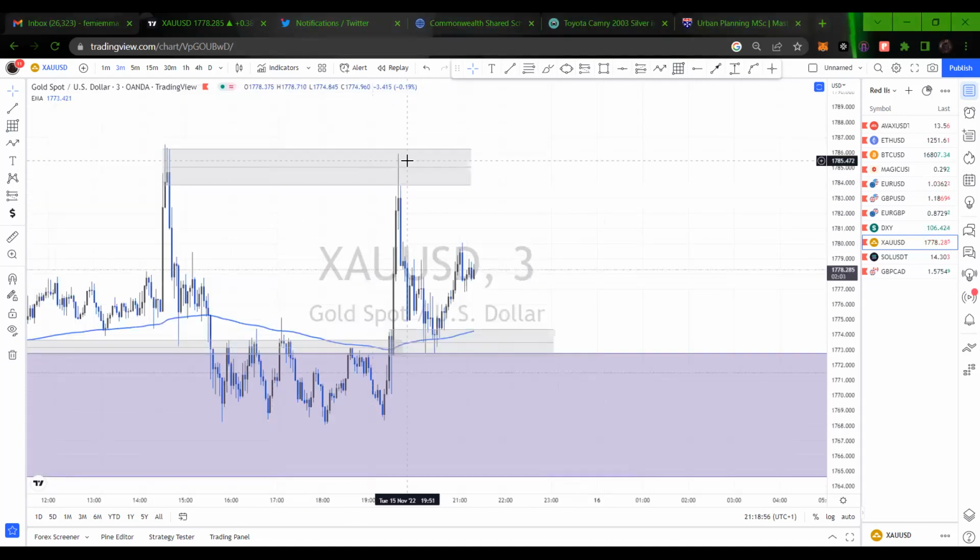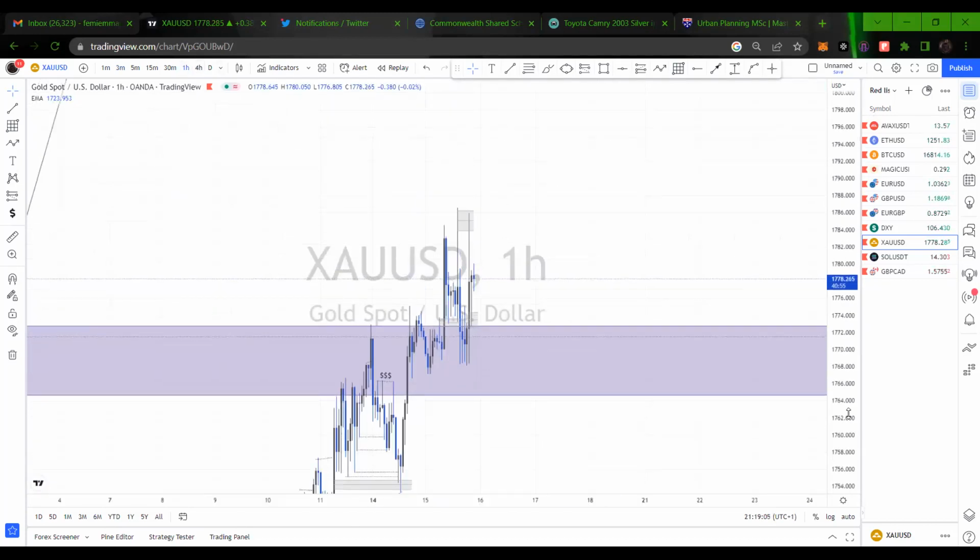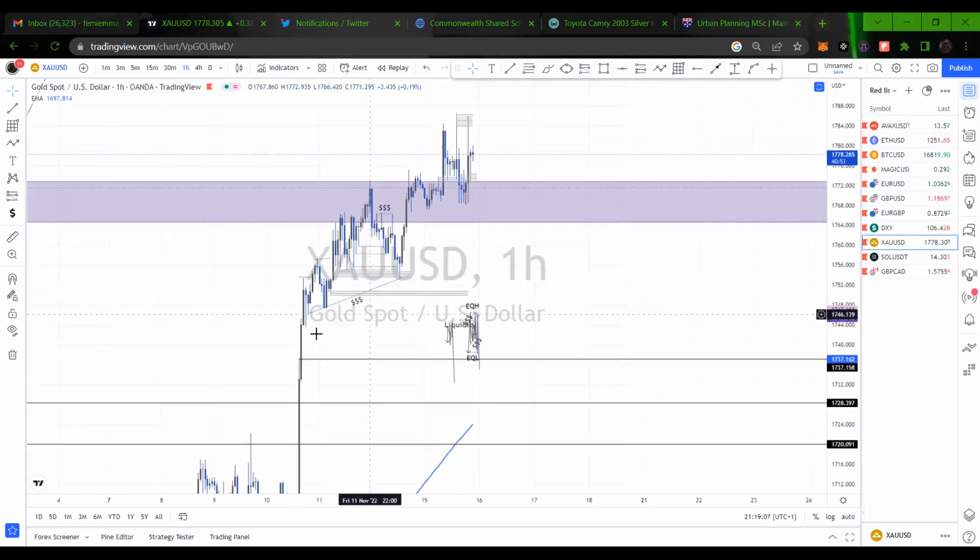When the market hits our zone, we just look for smaller time frames to get into the trade. So let's do the 1 hour time frame. Let's see what the bigger time frame is actually telling us first. The bigger time frame is obviously on a buy right now.